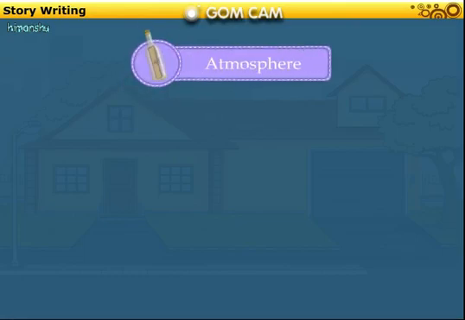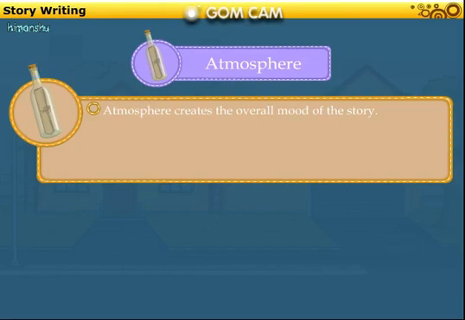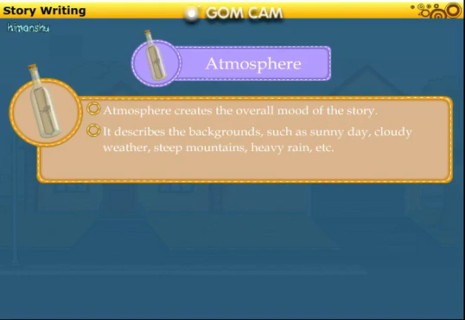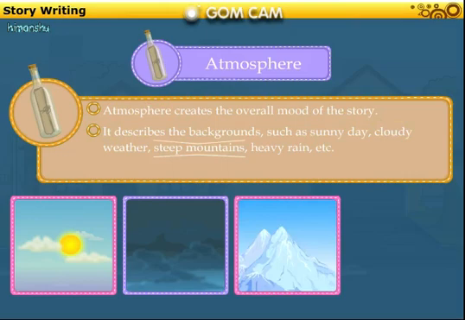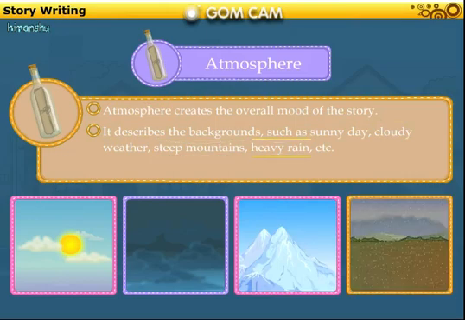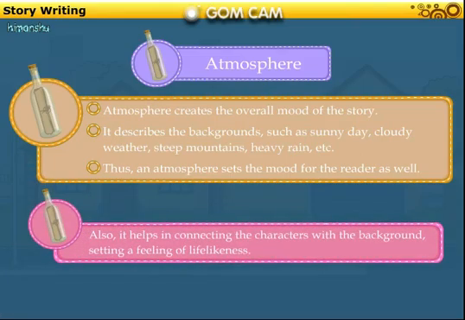Next element of a story is the atmosphere. Atmosphere creates the overall mood of the story. It describes the backgrounds such as sunny day, cloudy weather, steep mountains, heavy rain, etc. Thus, an atmosphere sets the mood for the reader as well. Also, it helps in connecting the characters with the background, setting a feeling of lifelikeness.